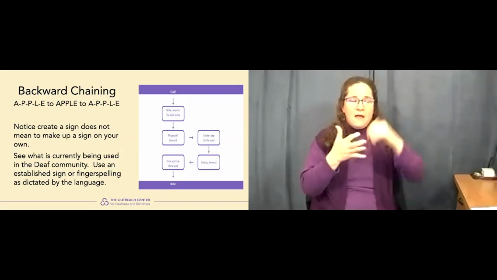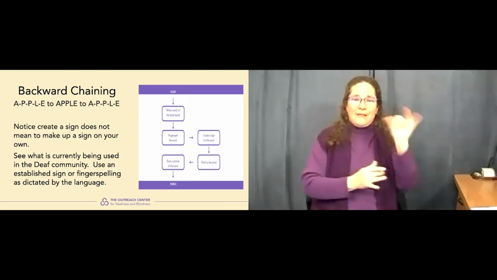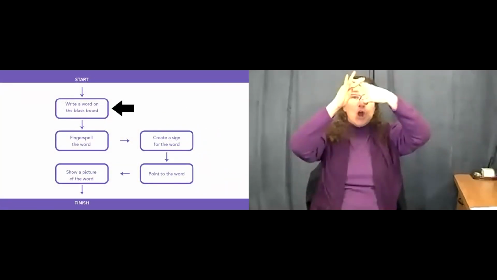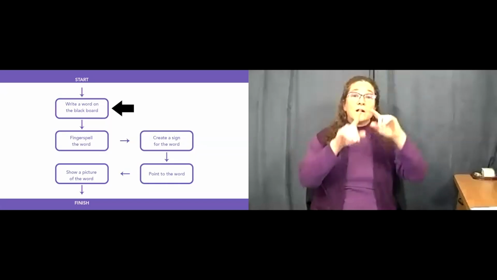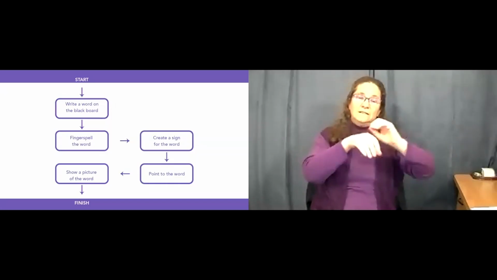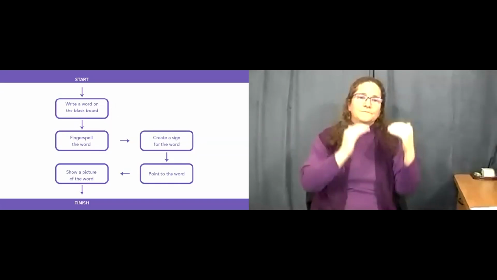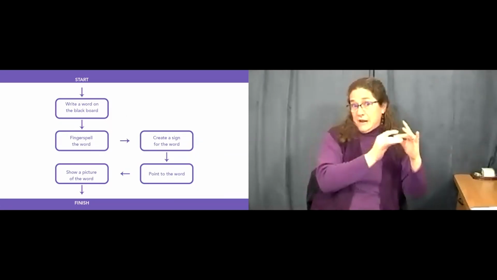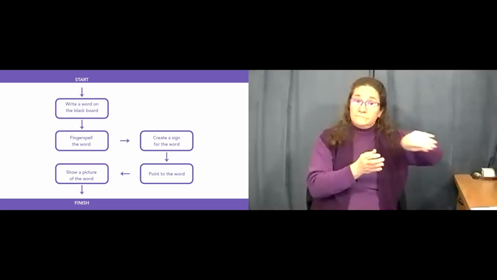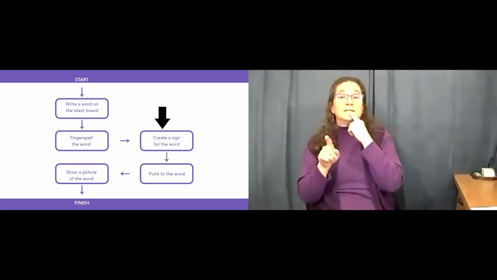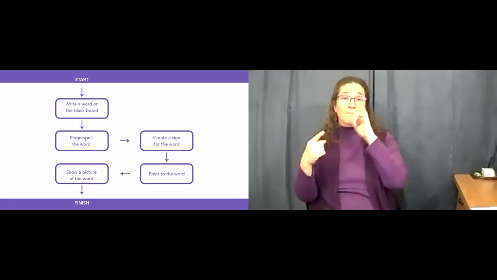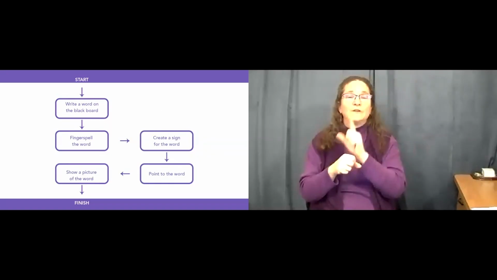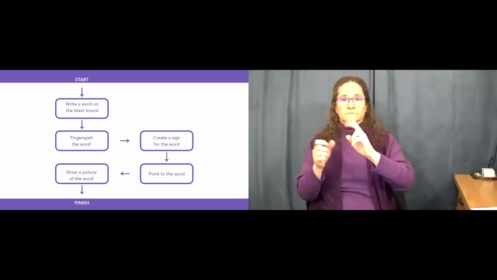Alright, so on the right you'll see a graphic where at the top it says start and there's an arrow down to a box that says write a word on the blackboard. And that would be in English in the classroom most often. Then another drop down arrow that says fingerspell the word if that's part of the chain for your particular student. It may not be. Moving over to the right, there's another arrow, and then it goes to create a sign for the word. I will caution you again, don't just create your own signs. Make sure you're using signs that have been established in the deaf community.